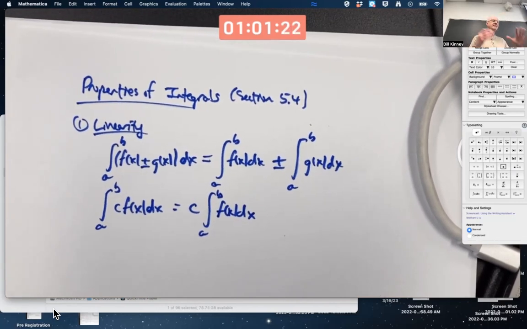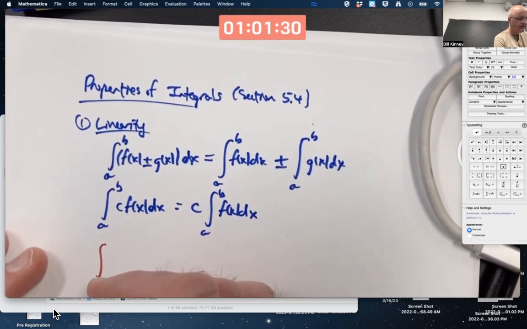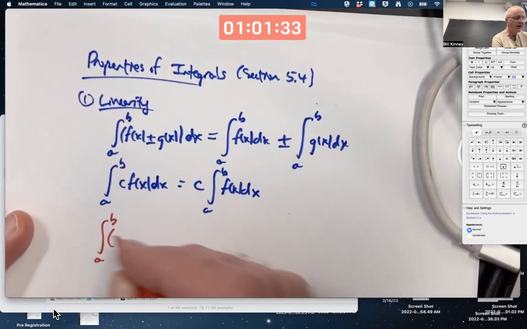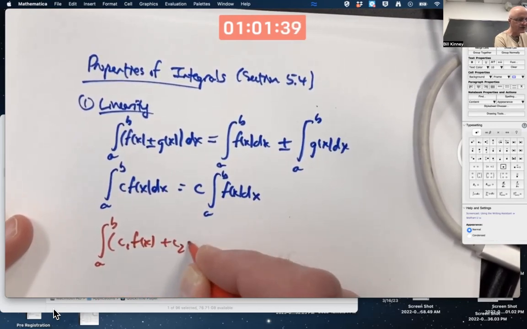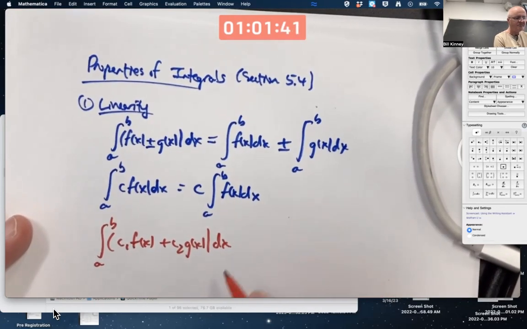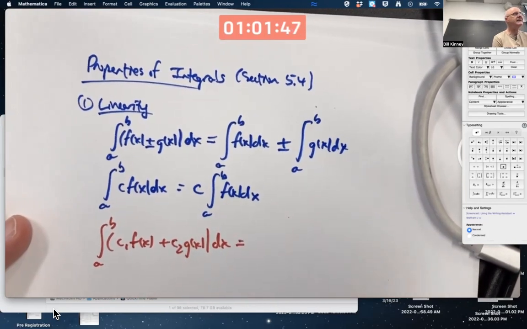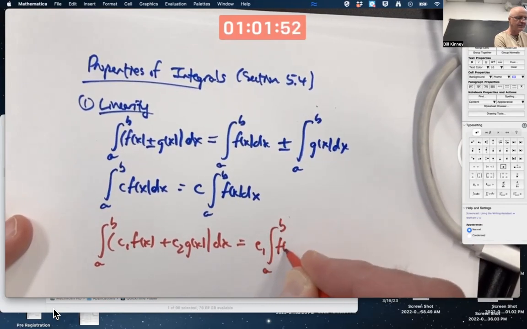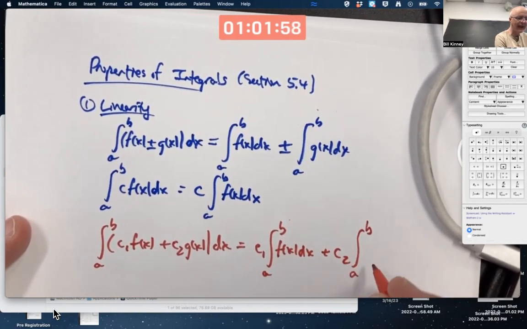These properties can be written in one statement that combines them both. The integral of what's called a linear combination of the functions, say c1 times f of x plus c2 times g of x, a constant multiple of one function plus another constant multiple of the other function, is the same linear combination of the integrals. It's c1 times the integral of the first function plus c2 times the integral of the second function. This property really encapsulates the other two in one equation.